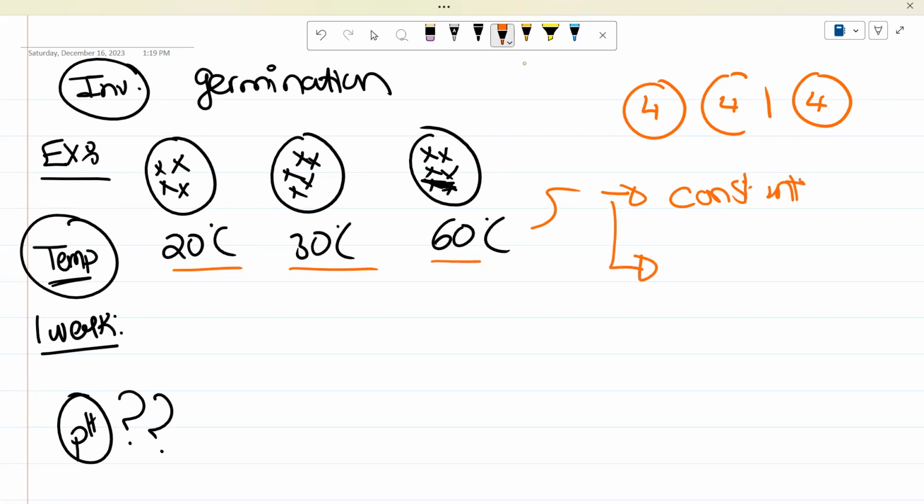Instead, what will I change? The pH, because this is what they asked me to do. They want to know, how will you change the pH? Now, how do we change the pH?